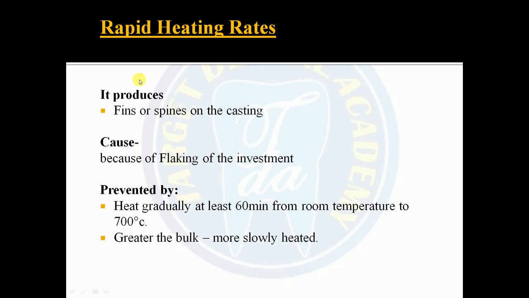Rapid heating rates produce fins or spines on the casting. A question was asked in your AIPG exam: fins and spines on the casting are seen due to what? Your answer is rapid heating rate.